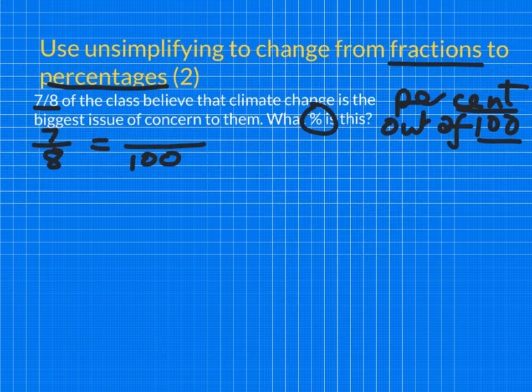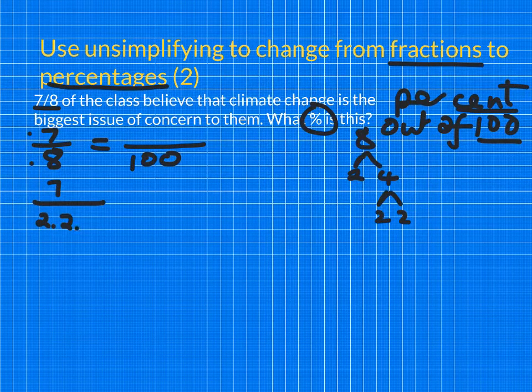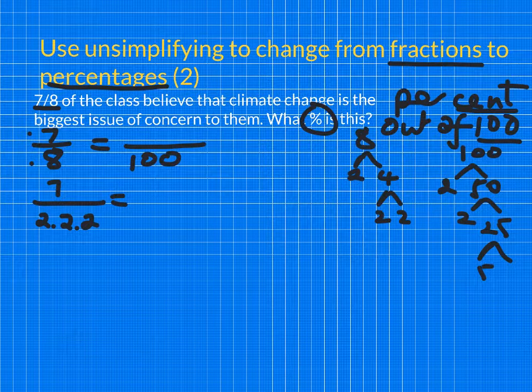Okay, let's just have a look at the prime factorisation. 7 is prime, 8 needs to be factored into its prime, so that's 2 times 4, 2 times 2. So 7 over 8 will be 7 over 2 times 2 times 2. And 100 can be seen as 2 times 50, 2 times 25, and then 25 is 5 times 5. So 100 is 2 times 2 times 5 times 5.